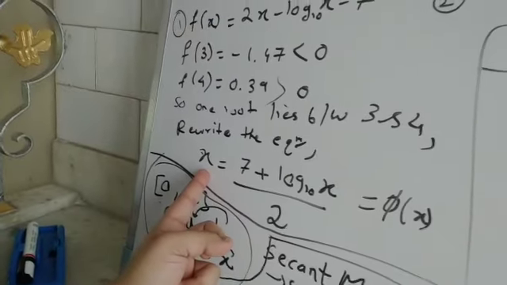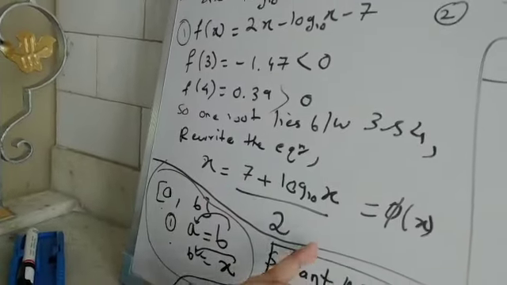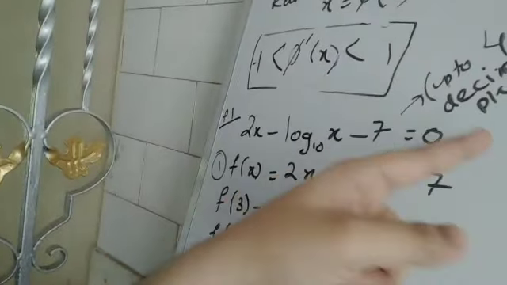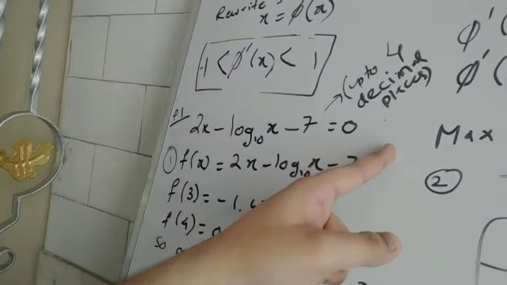So x will be on the left hand side. Other things will remain on the right hand side. See, I can move this 7 here. So minus 7 will be plus 7.